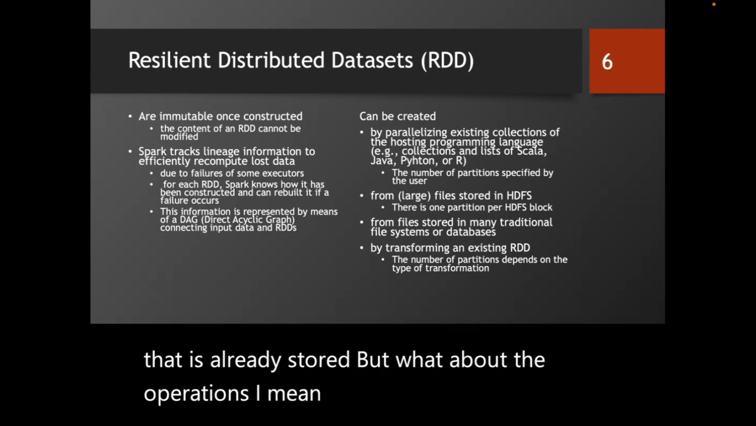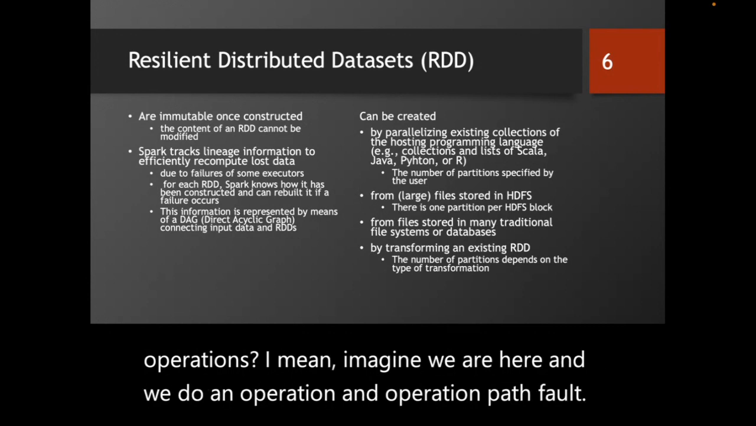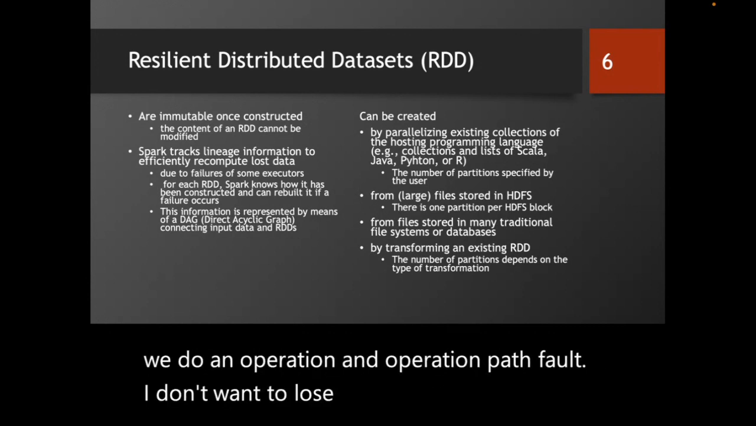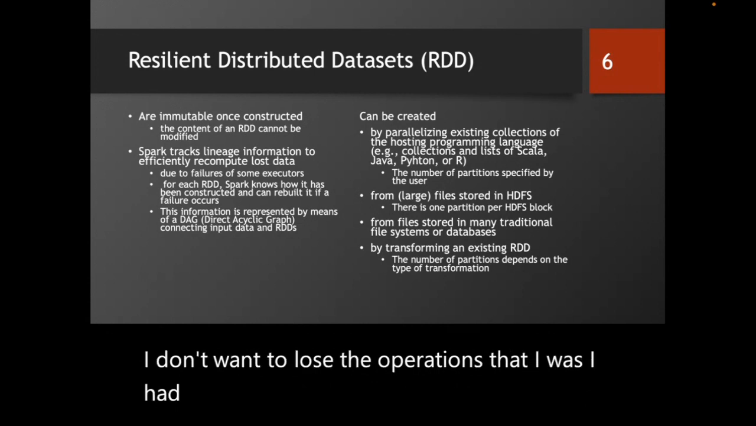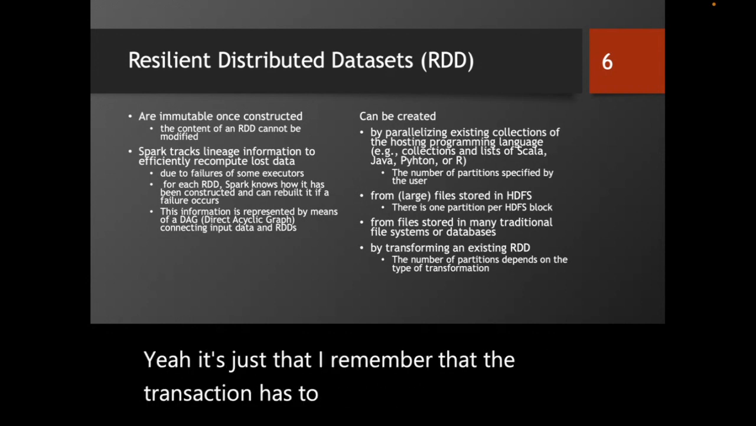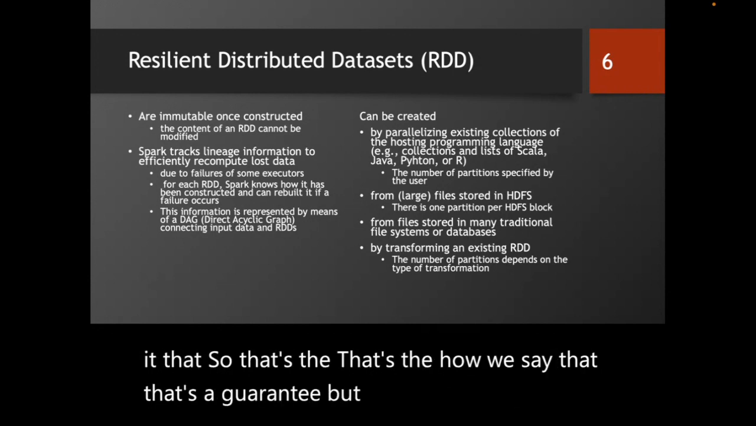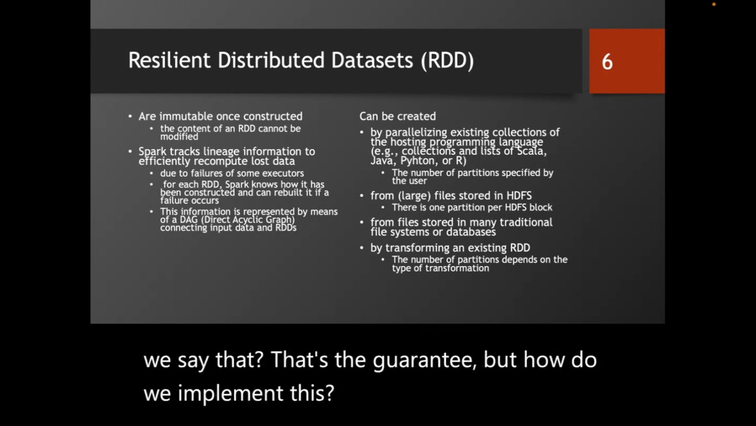Imagine we do an operation, and then a fault. I don't want to lose the operations that I had performed before the fault. Yeah, I remember that the transaction has to be all or nothing, right? Especially because of that. That's the guarantee. But how do we implement this?